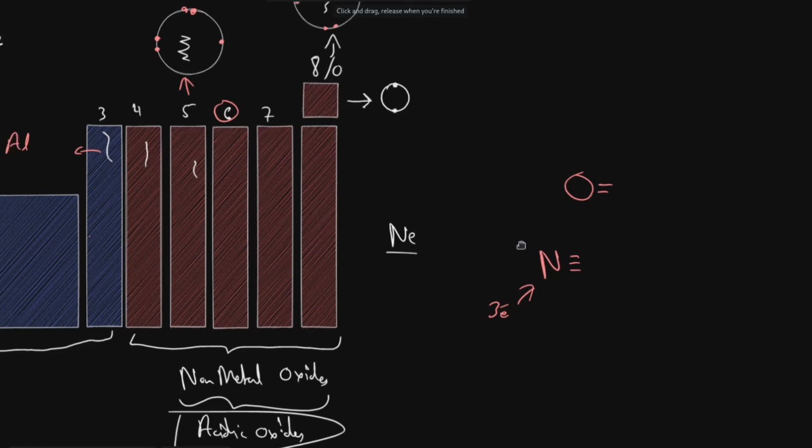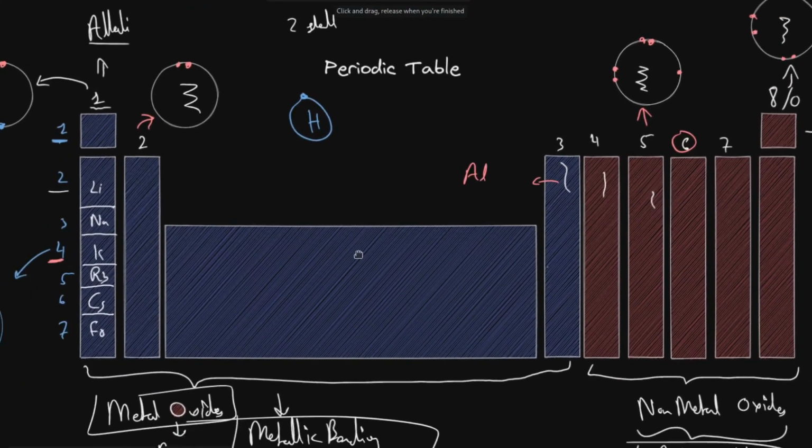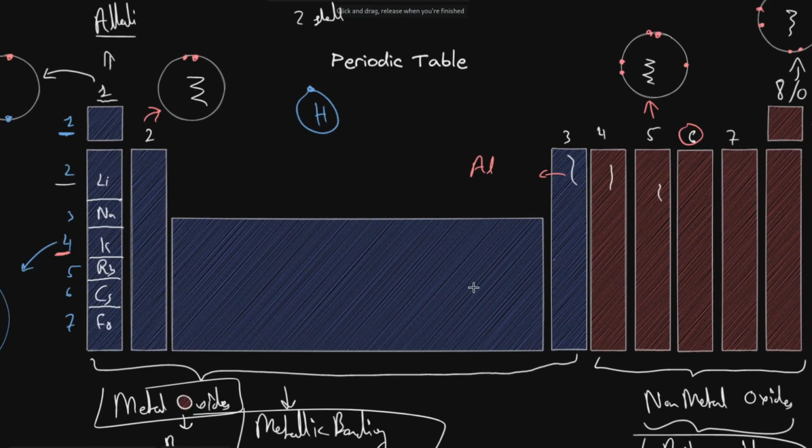And that is all the information that you can just gain by looking at an element's position in the periodic table. I hope that this video was informative in such aspects and it helps you get closer to mastering chemistry, especially O levels chemistry.